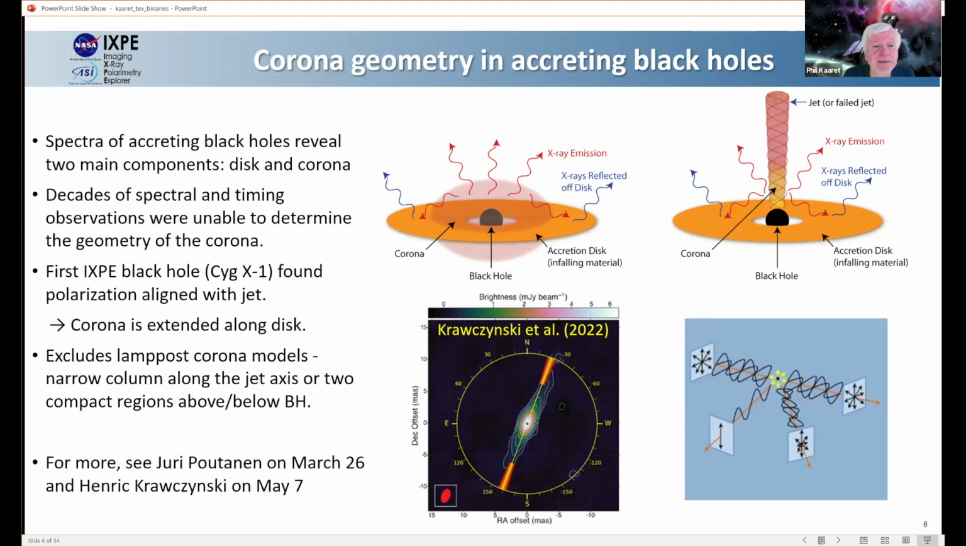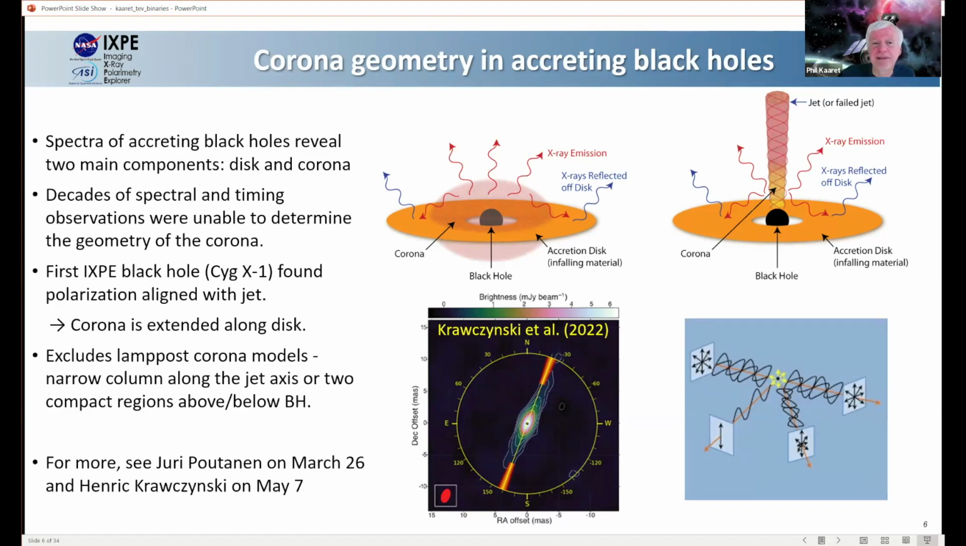But the first IXPE black hole observation of Cygnus X-1 found the polarization was aligned with the jet. The figure in the middle of the plot is actually from Henrik's paper that appeared in Science in 2022. The orange line and the yellow and orange bands are the uncertainty on the polarization direction, and the contours are a radio image. So you can see that the EVPA is well aligned with the radio jet. And that means, if you think about that picture that I showed you before, and I'm showing you again, about the scattering geometry, it means the corona is extended along the disk.